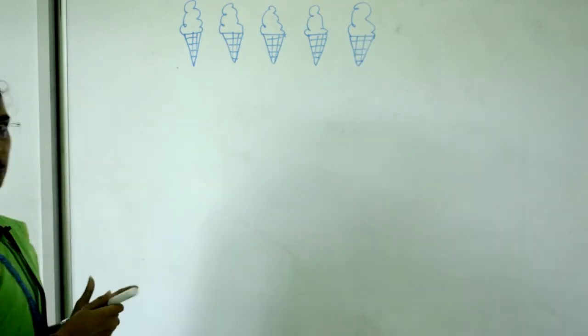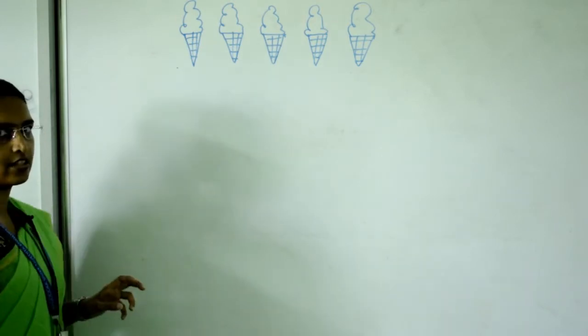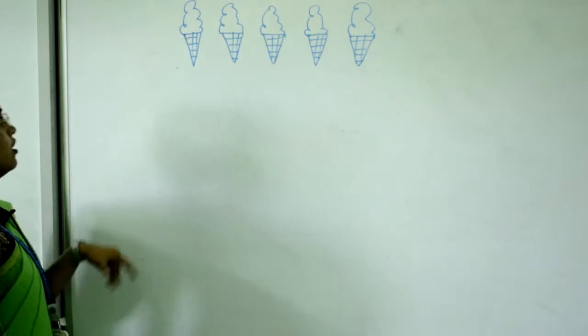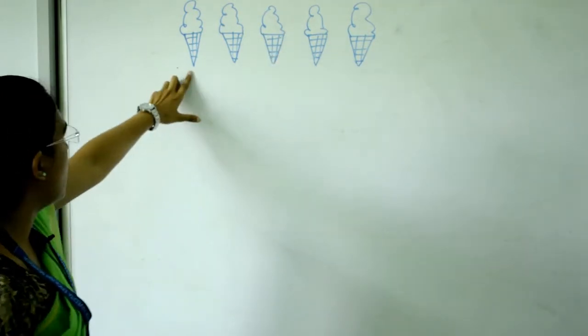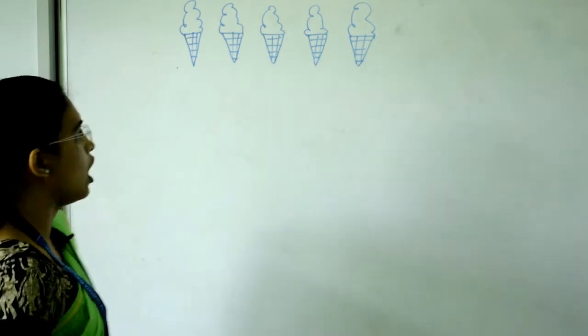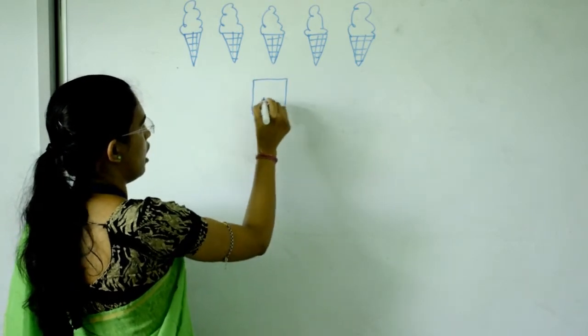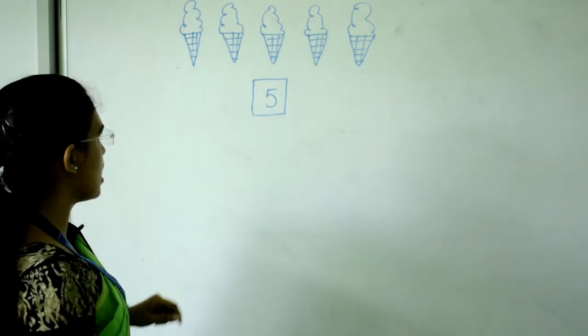Okay. Do you want ice cream? Yes. Okay, let's eat the ice cream. First we will count the ice cream. How many ice creams do we have? Okay, so let's count with me. 1, 2, 3, 4, 5. How many ice creams do we have? Yes, 5 ice creams, right?